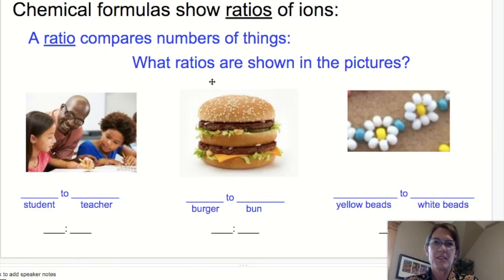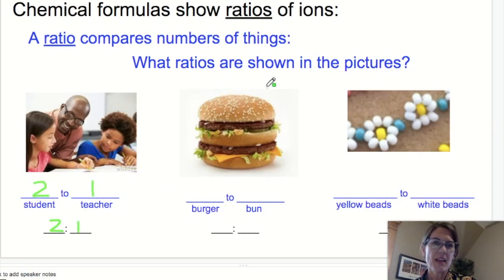And let's just think about these easy ones. What ratios are shown in the pictures? Oftentimes we talk about, when you're looking for colleges or schools, what is the ratio of students to teachers? In this picture, we see two students, it looks like, and one teacher. So we often say for ratios, we use the language 2:1. Two students to one teacher.